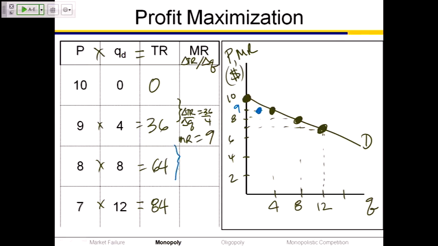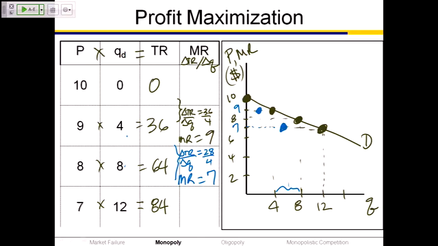When we go from a price of 9 to a price of 8, the change in total revenue is 64 minus 36, which is 28. The change in quantity is 8 minus 4, which is, again, 4. And so the marginal revenue there is 7. So I'm going to find 7 over here on my vertical axis. And that's the marginal revenue when I'm going between 4 and 8. So let me just stick it someplace here in the middle, between 4 and 8. Nice big dot. And then one more time.